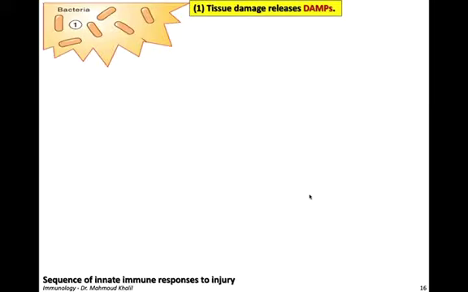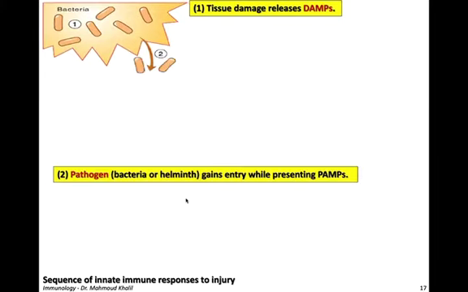Okay, let's see in this figure the sequence of events of the innate immune response. So initially, tissue damage, as you can see from the figure, releases DAMPs to the surrounding area. This is followed by the pathogen gaining entry, either a bacteria or a worm, while presenting the PAMPs, specific molecules on its surface, the PAMPs.